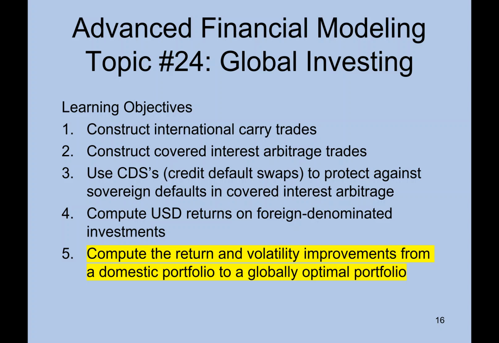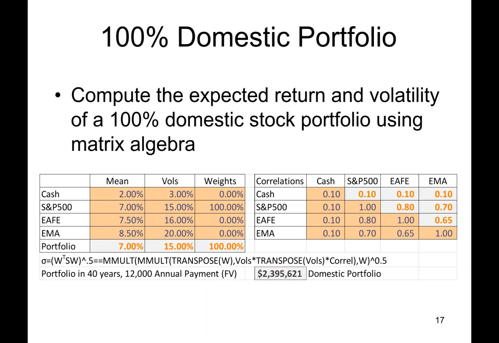Advanced Financial Modeling, Topic 24, Global Investing. Section 5, compute the return and volatility improvements going from a purely domestic portfolio to a globally optimal portfolio.